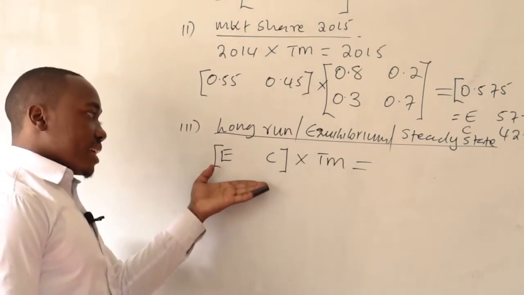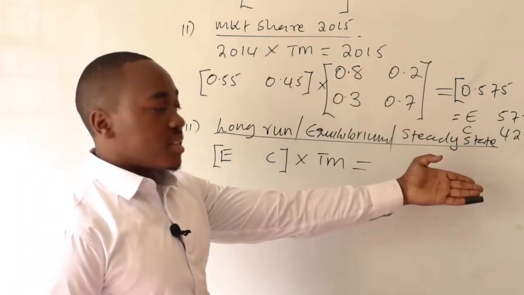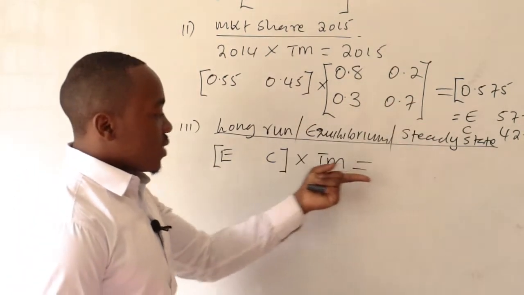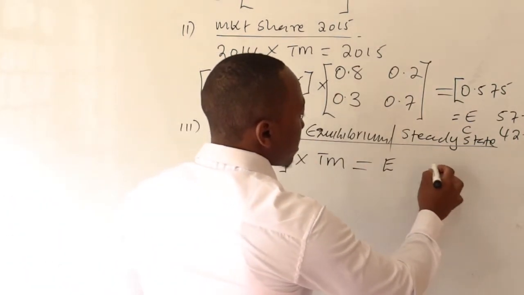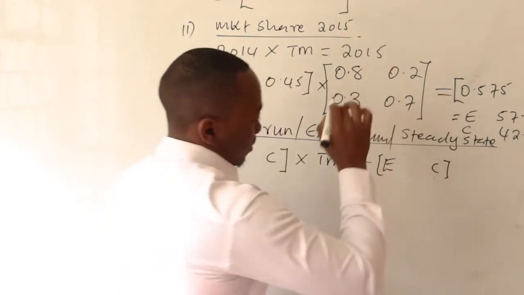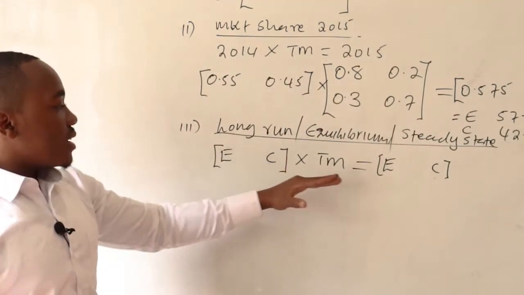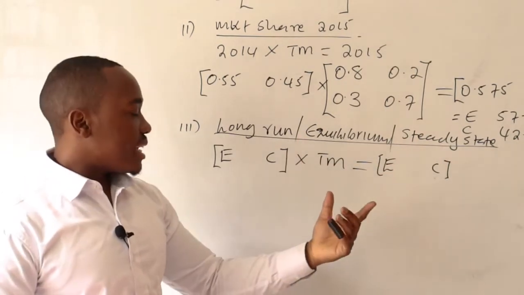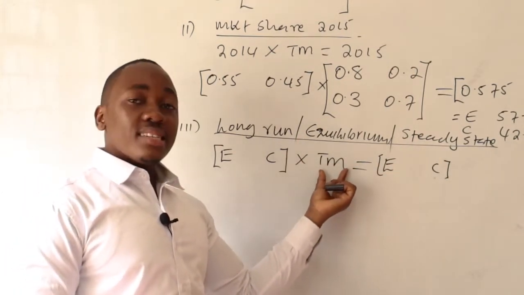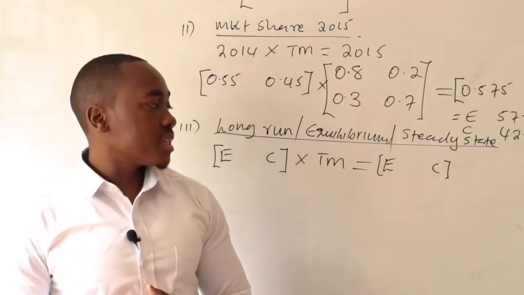So this is the current state. You multiply by the transition matrix, you go to the future state. But you see that the future state will be equal to the current state. So even the future state will be the same as this, E, C. You take the current and the transition matrix, you get the future, which will be equal to this. And that's why we are saying that this implies that the transition matrix has no effect on the current state.